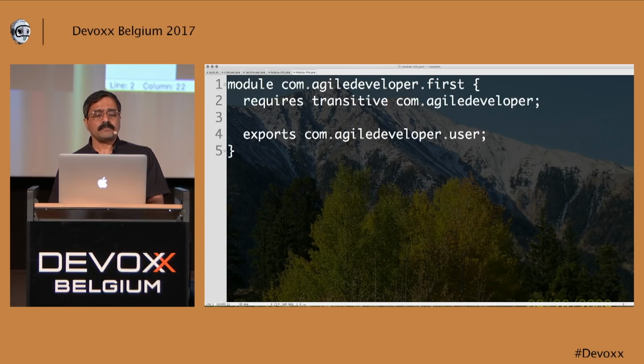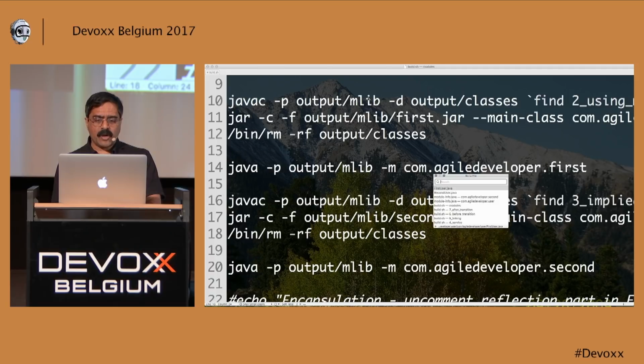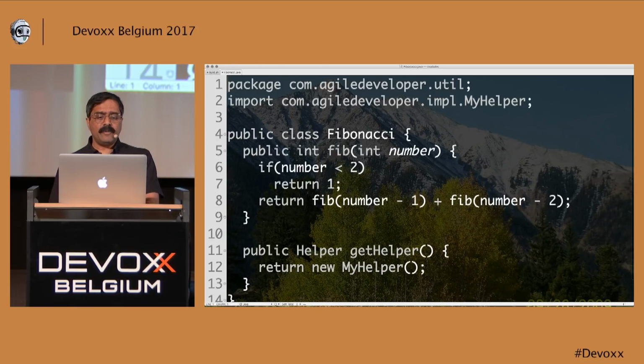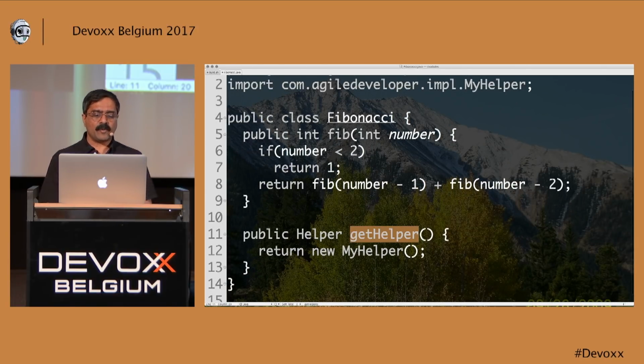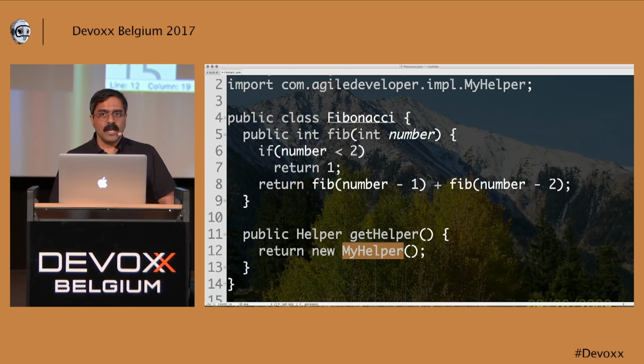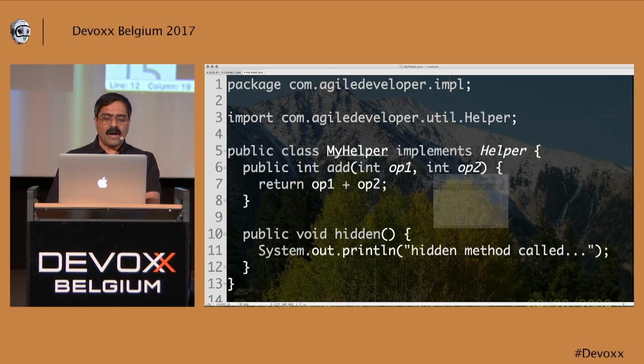So to understand this, let's go back to our code here in the Fibonacci class. The Fibonacci class's getHelper returns helper. But what is helper? Helper is my helper. Well, my helper is public, but my helper belongs to Impl, and Impl has not been exported. So for all practical purposes, my helper is hidden. You're not supposed to get to it. If you look at my helper, I have a method called hidden. When you call it, it says hidden method called. That's all we have right now.